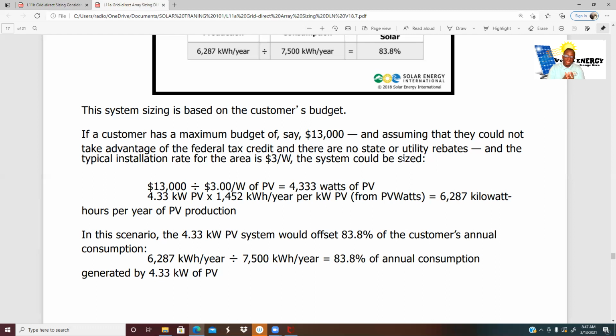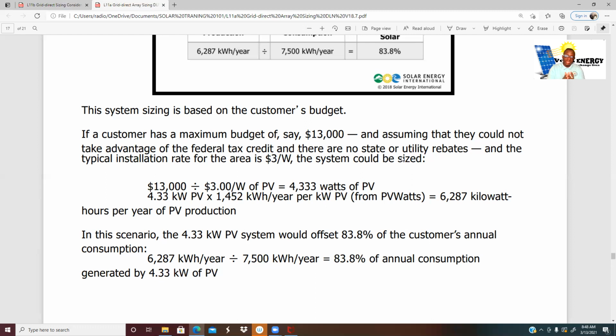$13,000 divided by $3 a watt of the PV module equals 4,333 watts of PV. Now you divide that by 1,000, you get 4.33 kilowatts PV module. Then you multiply that by what?